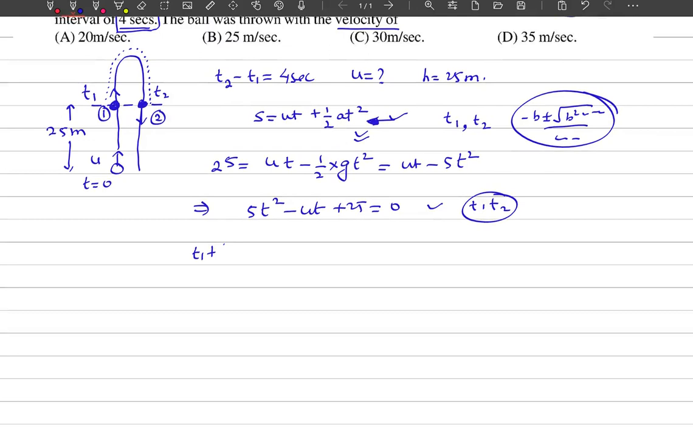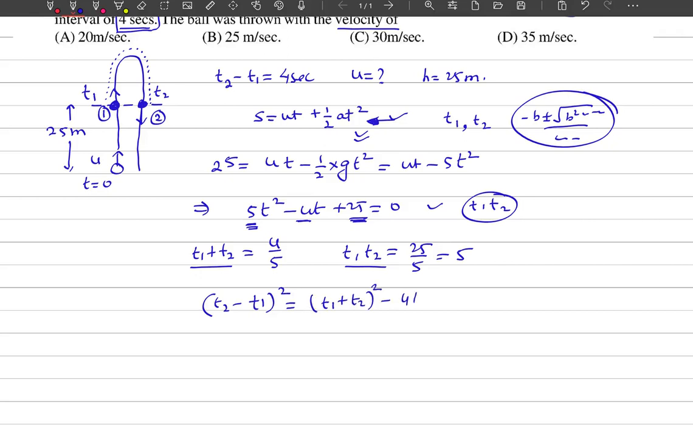Sum of roots means t1 plus t2 equals, you know, minus b upon a. So according to this it will be u upon 5. This is b and this is a. Similarly, product of roots is c upon a, that is 25 upon 5, which is 5. This is c and this is a. Now we have t1 plus t2 and t1 into t2, and given is t1 minus t2. So we have a relation: (t2 minus t1) whole square equals (t1 plus t2) whole square minus 4 t1 t2.